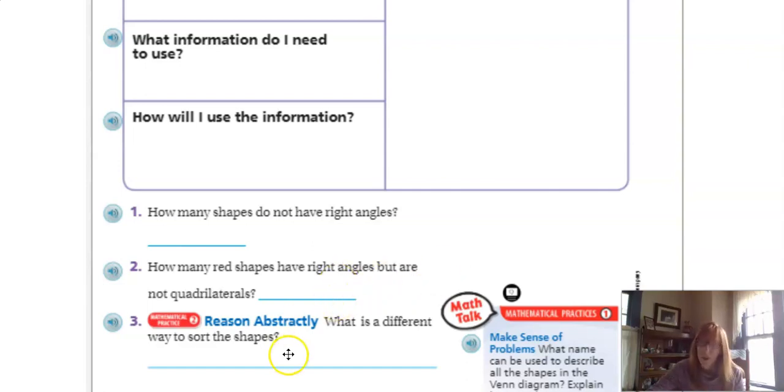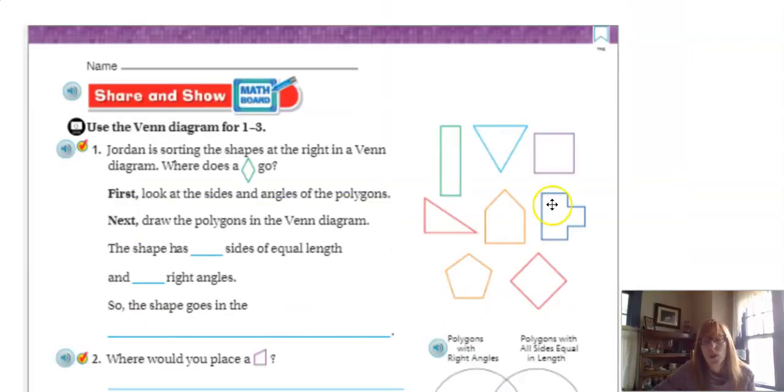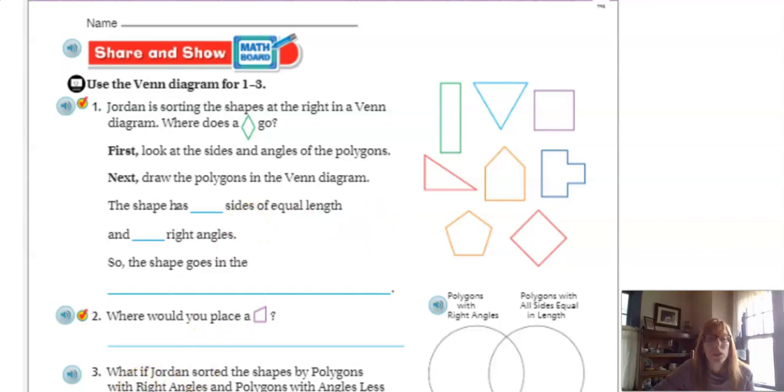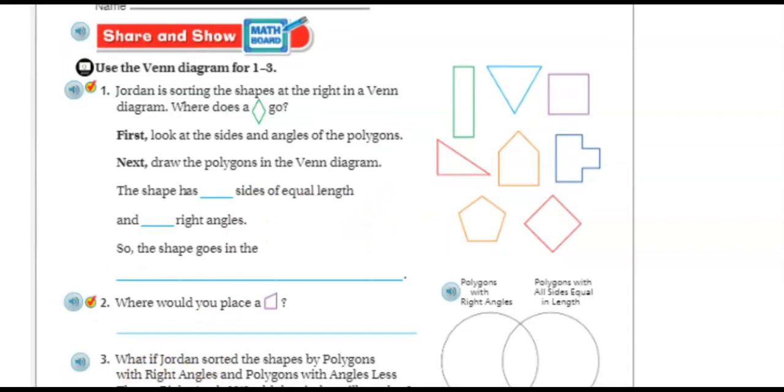And then your last question, what are some different ways to sort shapes? Well, you can sort them by if they have parallel lines. You can sort them if they are polygons. You can sort them if they have right angles. So there's lots of different ways that you can sort different shapes. So we're going to go to our share and show. Okay, so we are back. We did the share and show.